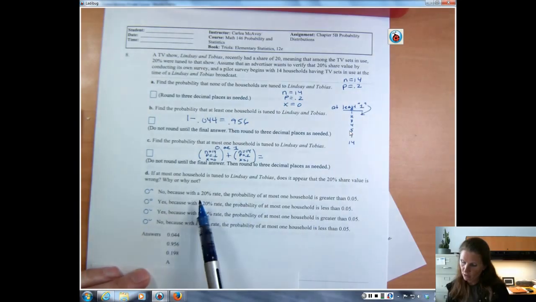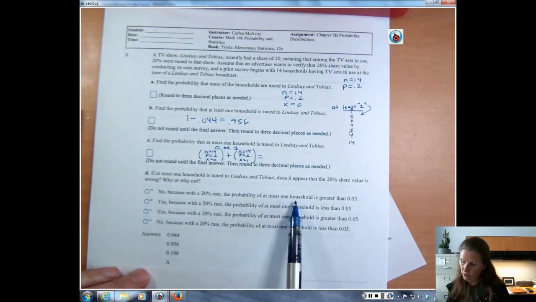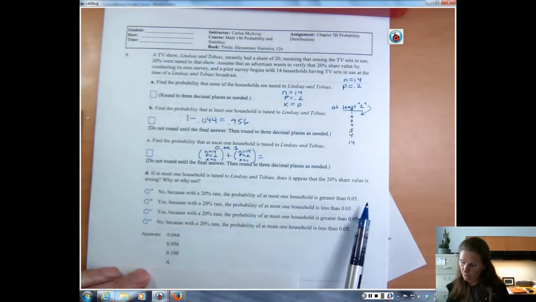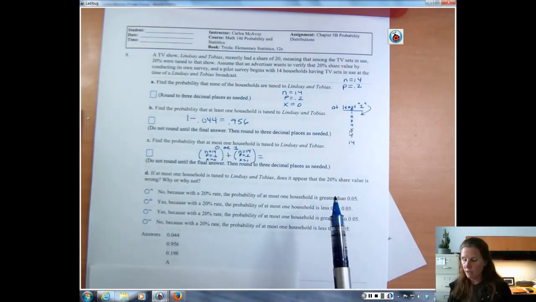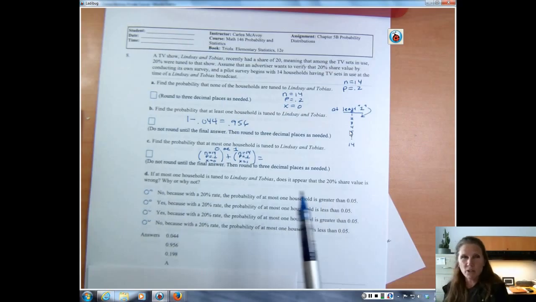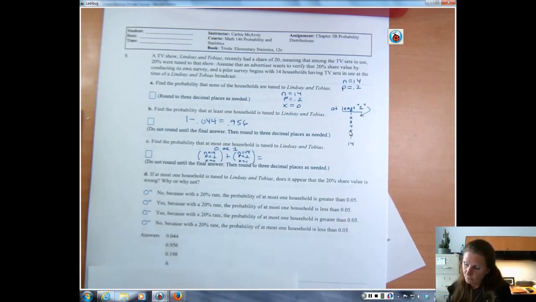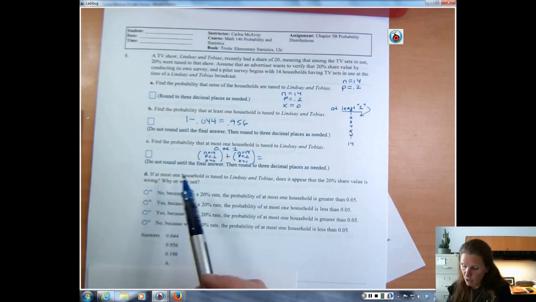No, because with a 20% rate, the probability of at most one household is greater than 0.05. So when you have that, it's greater than 0.05. Oh, it's asking if it's wrong. Sorry, I was thinking the other way. Sorry, I read that wrong. My reading skill is pretty sucky, I gotta say. So, is it appearing wrong? And the answer is no, it's not appearing wrong.